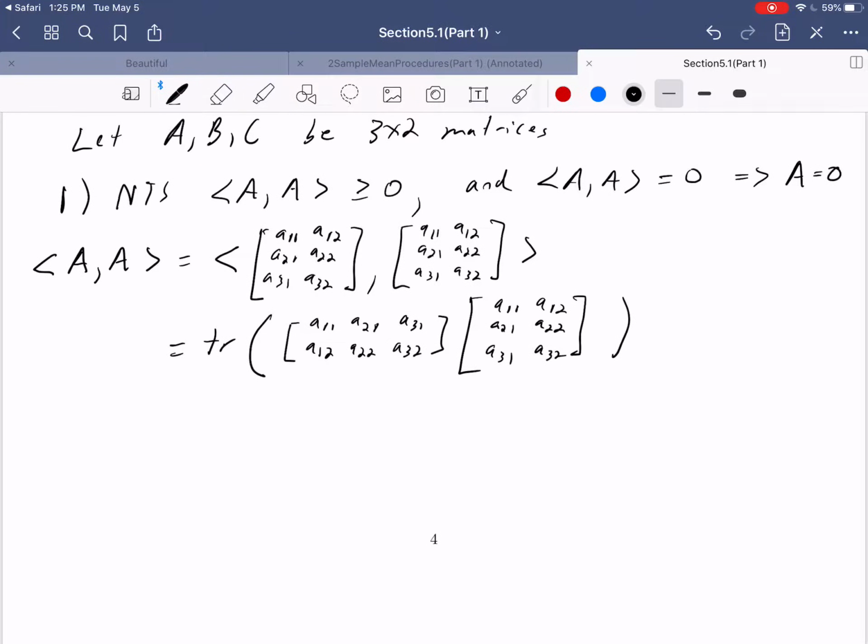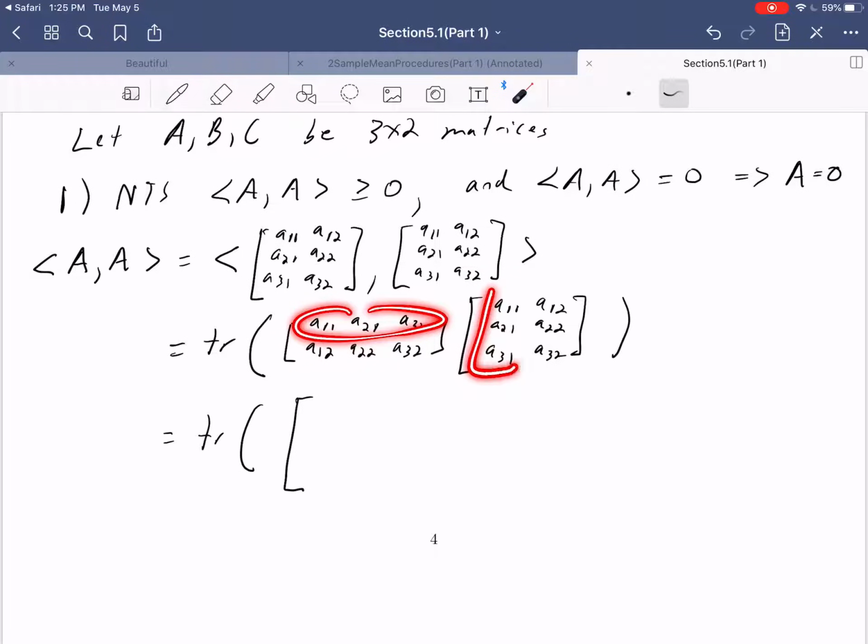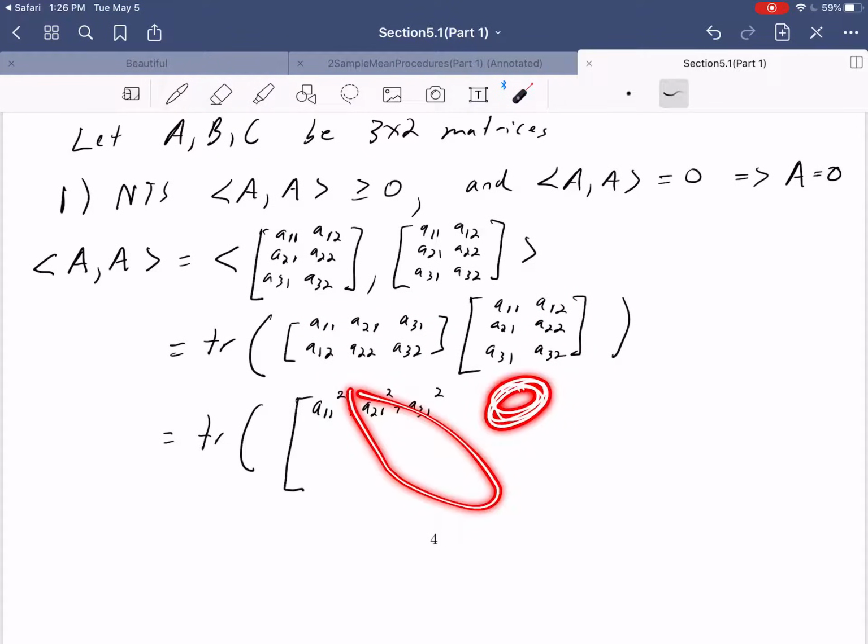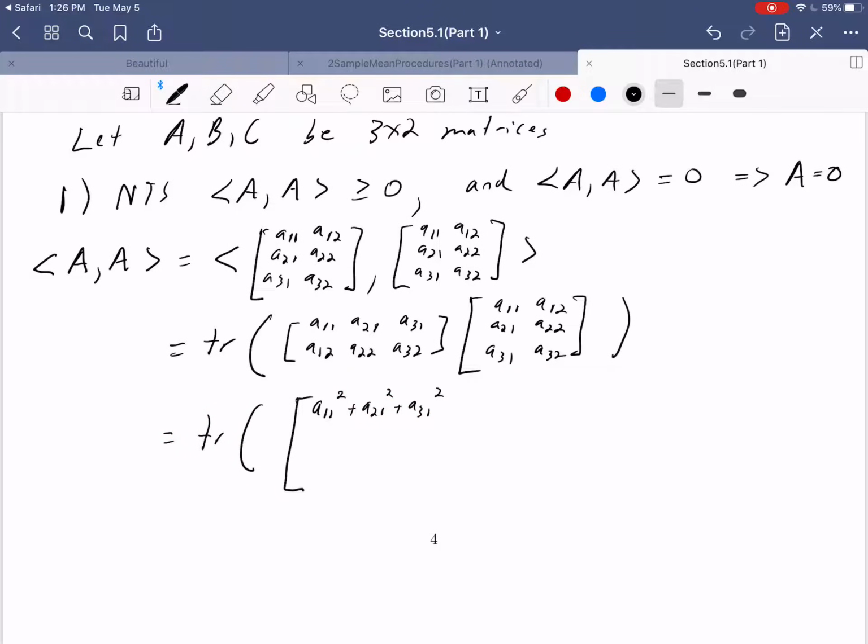All right, so let's go ahead and take a look at that. That's going to be the trace of some square matrix. So this row times this column looks like we're going to get A11 squared plus A21 squared plus A31 squared. Then we should do this row times this column, but I'm going to skip it because it's going to be this element up here, which is not going to contribute to the trace. So I will just write that it is some whatever up here.